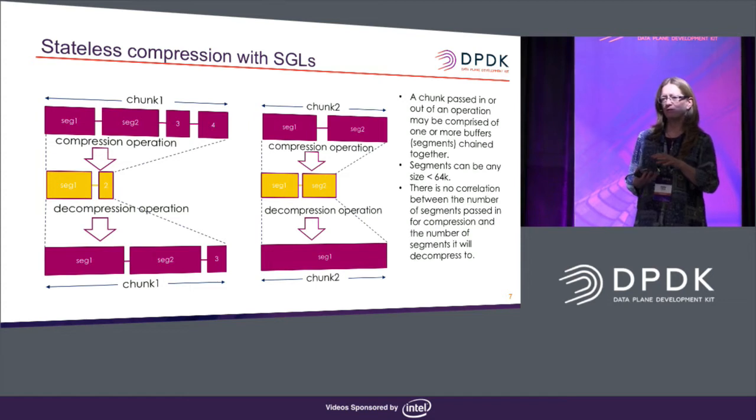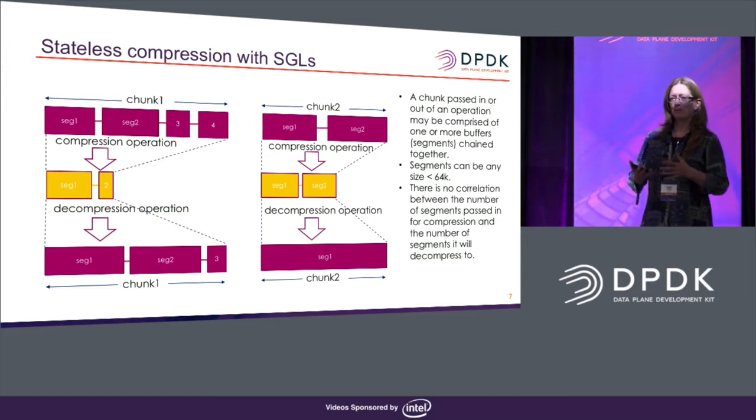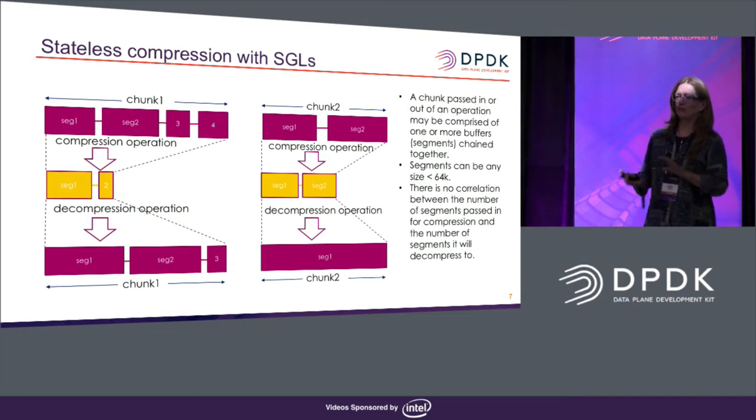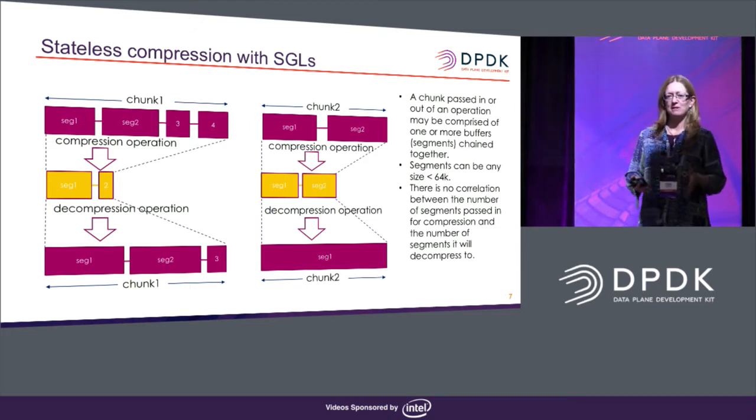What you get out of the compression, the number of buffers it's in, is not related to the number of buffers you passed in. In this case, I'm showing that they come out as 2 buffers with compressed data. And this size, which is illustrated on the slide, is obviously smaller than it was going in. So that changes the nature of what we have to do in compression versus what we did in cryptodev. In cryptodev, your input size is always identical to your output size.